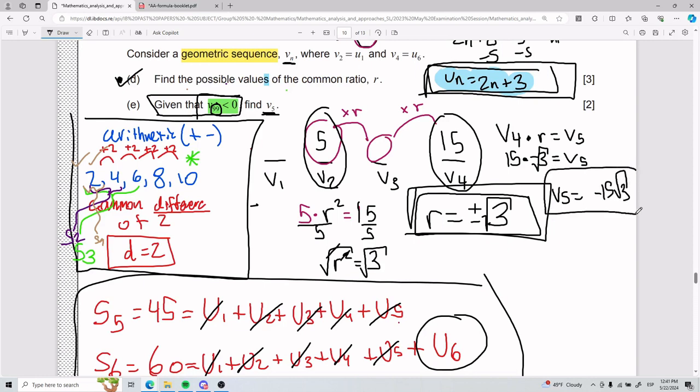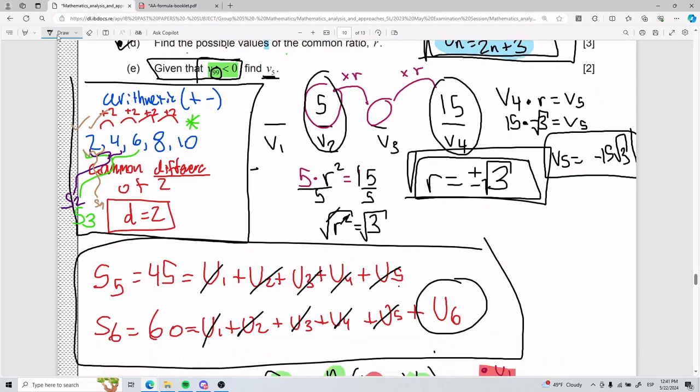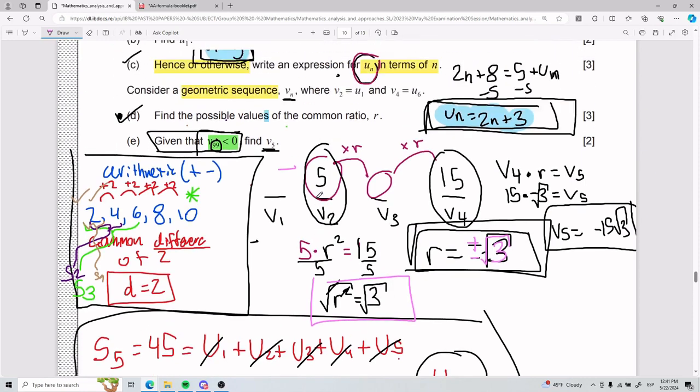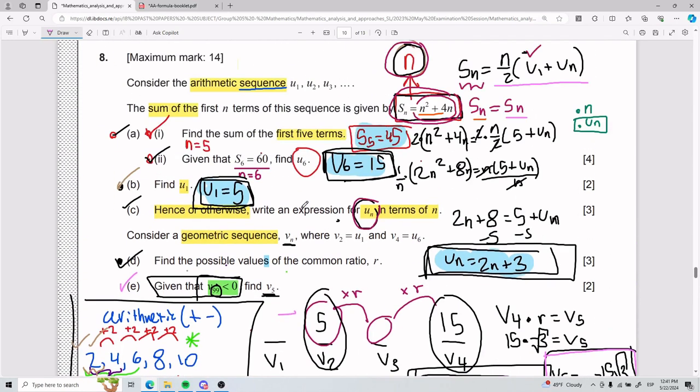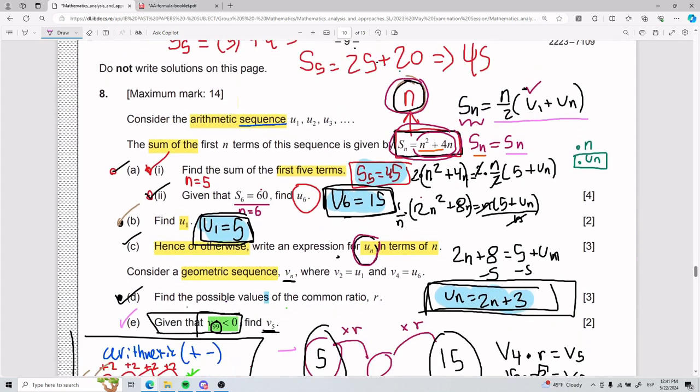Apologies for that. On this step over here, everything was going just fine, but I needed to leave it as plus or minus square root of 3. So, small detail there. I'm sorry, you guys, but now I recognized it, so there it is. For part E, v5 has to equal negative 15 square roots of 3. That is how you solve number 8, and I hope it helped.